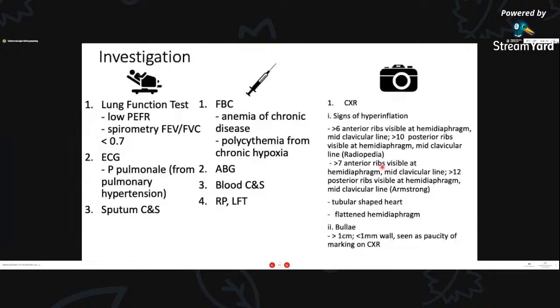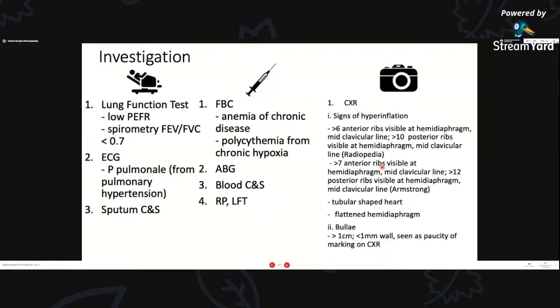And if we refer to Armstrong's textbook of radiology, then they will say that more than 7 anteriorly and more than 12 posteriorly will be indicative of a hyperinflated lung. And also we can see that the heart is a tubular shape. So imagine that the heart is in the mediastinum, surrounded by 2 lungs. So when the lung is hyperinflated, it will push the heart. So the heart will appear as if it is a tubular shaped heart. And also because of the hyperinflated lung, logically the hemidiaphragm will be flattened, because usually we can see the hemidiaphragm curved, but because the lung has been hyperinflated, it will push the diaphragm outwards.